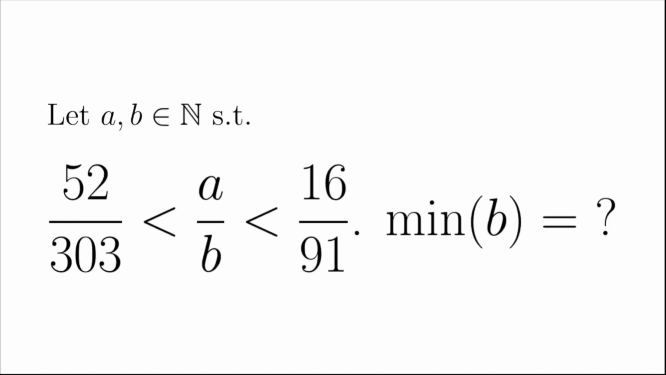In this video, we are going to find the fraction that is between 52 over 303 and 16 over 91, and this fraction has the minimal denominator.